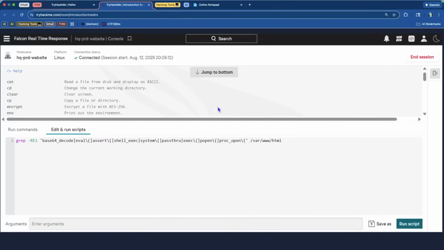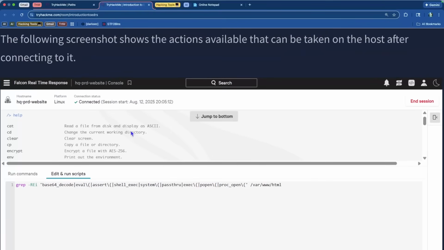So this is what we can see on a given host right here. That's the host, they're on Linux. They're still connected. And these were the commands that ran, right? So cat, cd, clear, cp, encrypt, env. Or I guess, I don't know if they were the commands that ran, or it could be the commands that can be run inside of the Linux platform. And this specific one may have been the command that was actually executed on this given computer.